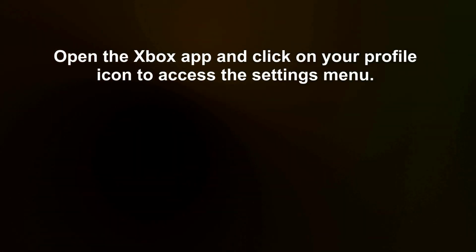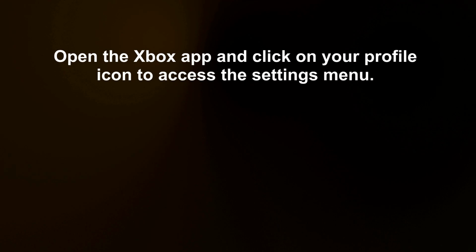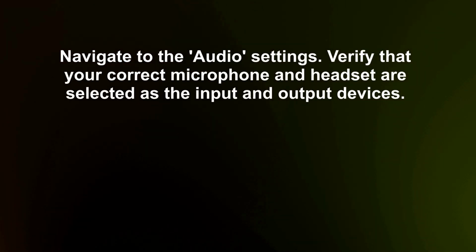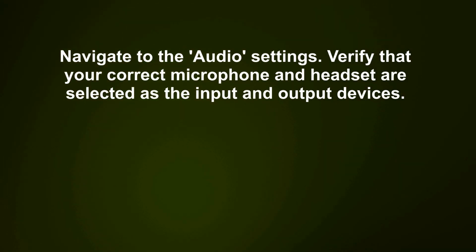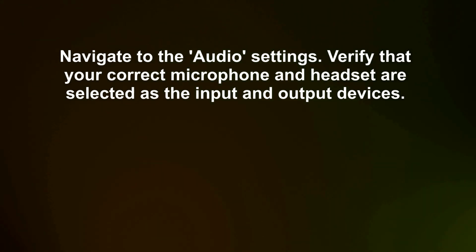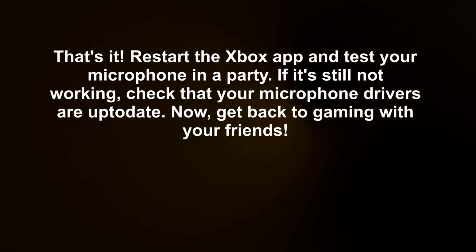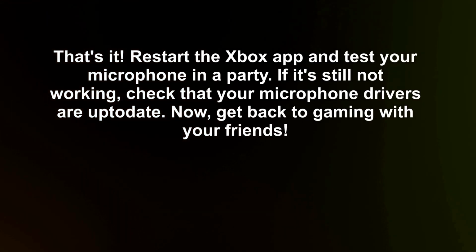Open the Xbox app and click on your profile icon to access the settings menu. Navigate to the audio settings. Verify that your correct microphone and headset are selected as the input and output devices. That's it. Restart the Xbox app and test your microphone in a party.